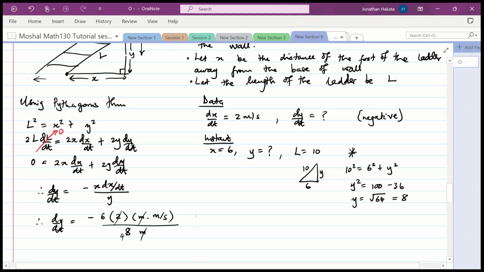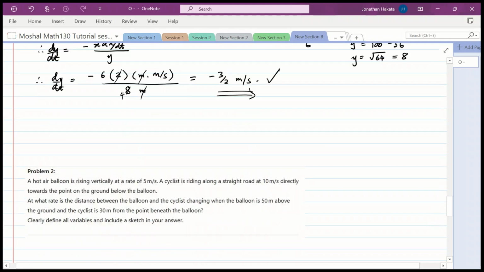So this will give us minus 3 over 2 meters per second. So the rate at which the height is changing is minus 3 over 2. You just have to answer the question appropriately right at the bottom. Okay, let's move on to the next.